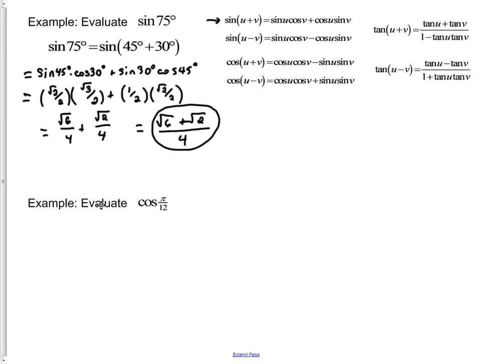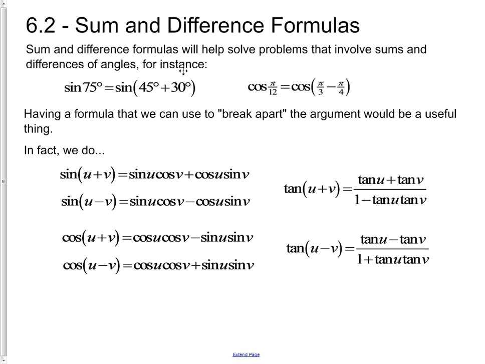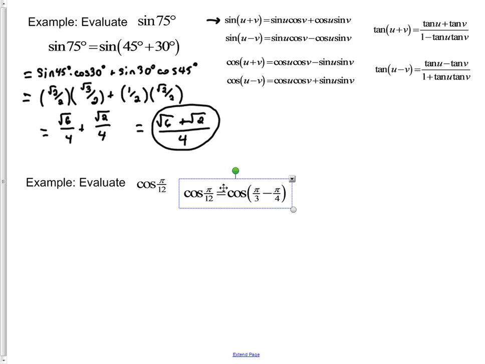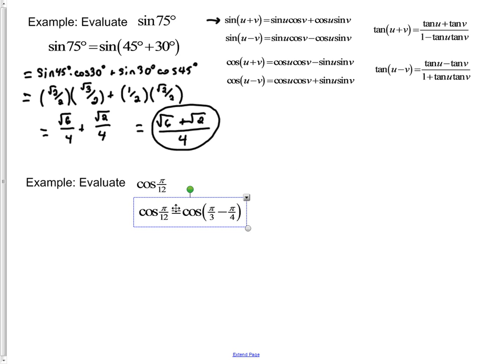All right. We were also asked to evaluate this cosine of pi over 12, so let's use the formula that we had over here. The way that we split it up was to divide it up as a difference of the angles this time. So we divided it up this way by saying, well, the cosine of pi over 12 is the same thing as the cosine of pi over 3 minus pi over 4.